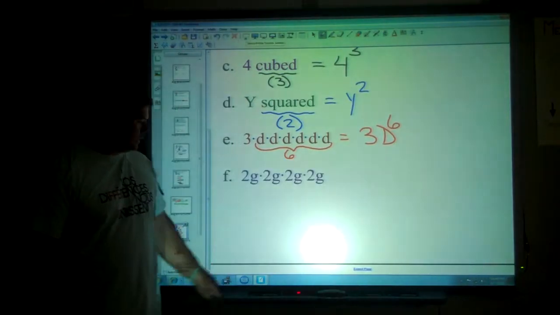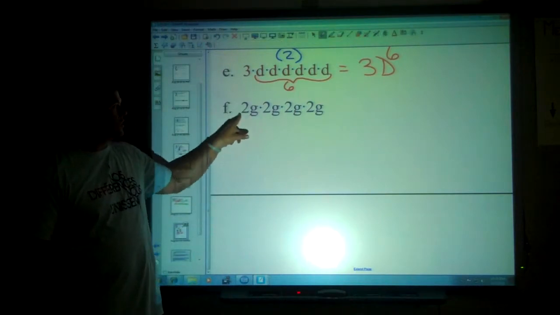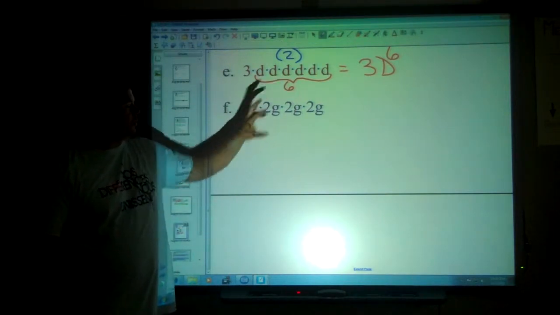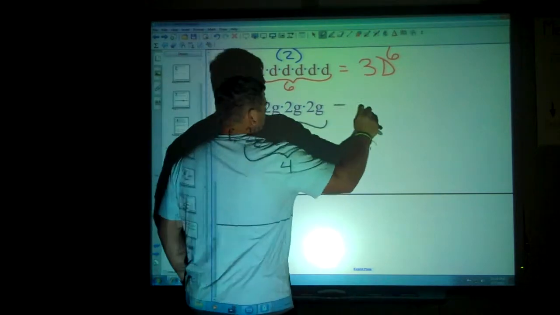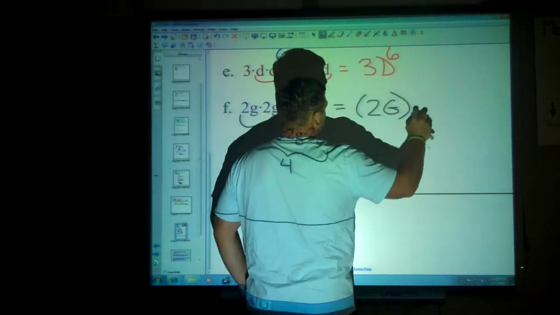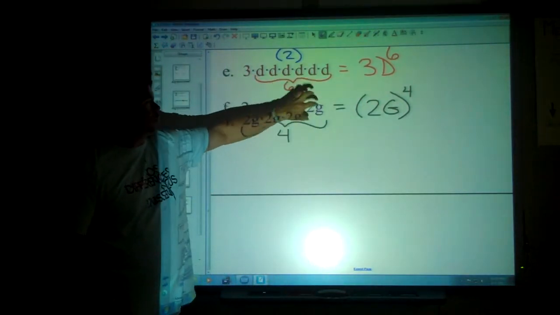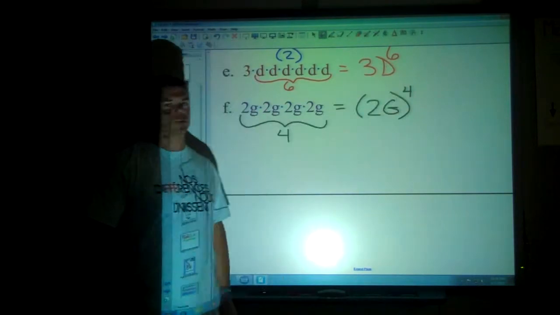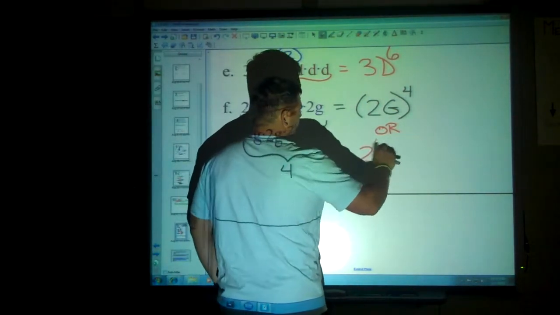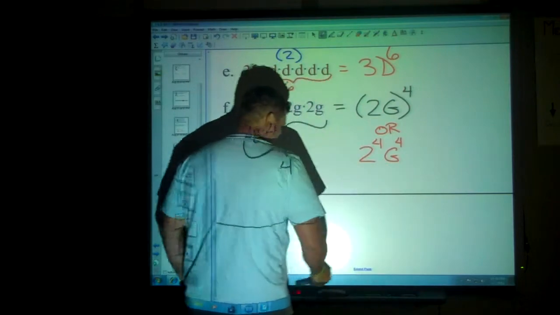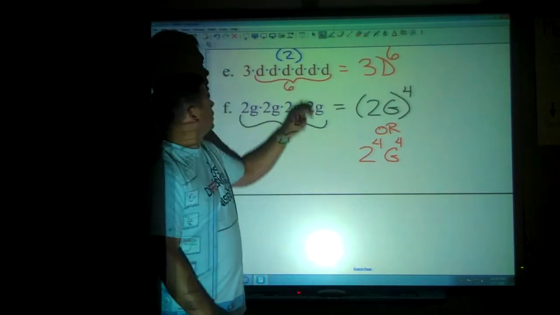And lastly, 2g times 2g times 2g times 2g. Now you'll notice the whole thing is being multiplied times itself. So you could say, well, there are 4 of those, making 2g to the 4th, because it's that group times that group times that group times that group. So it's the whole group, 4 of those, being multiplied together. If somebody wrote 2 to the 4th, g to the 4th, it would still be okay. It would still be the same answer. But you've got to be careful.